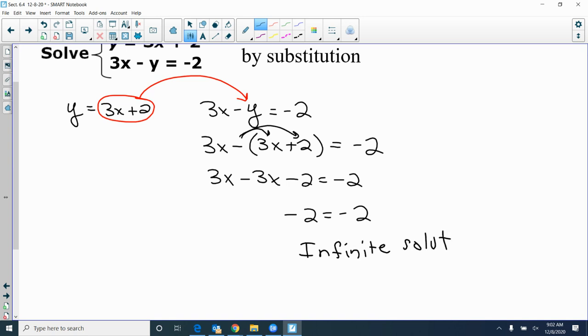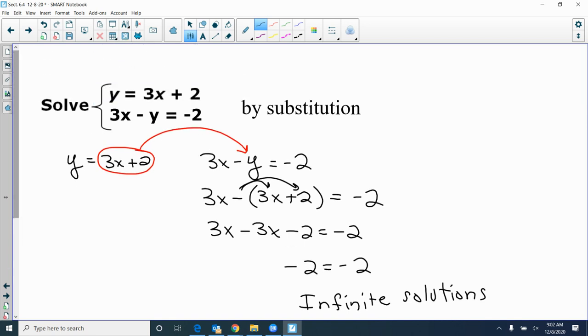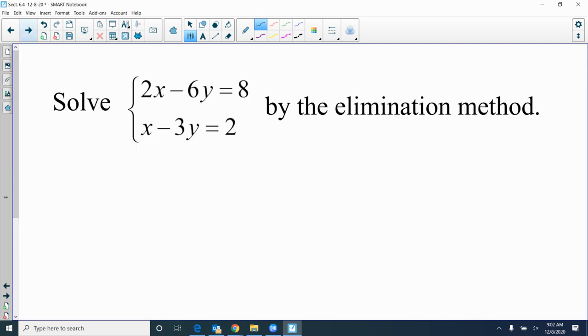So this is what it looks like for substitution. When you substitute in, your x's cancel out or your y's cancel out. You end up with either a true or a false statement. All right, what's it look like for elimination?